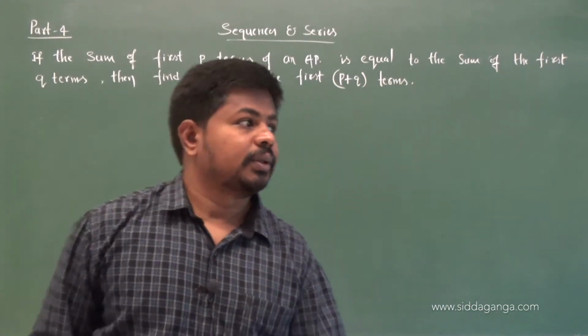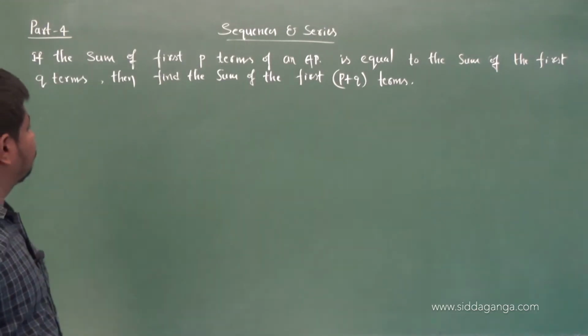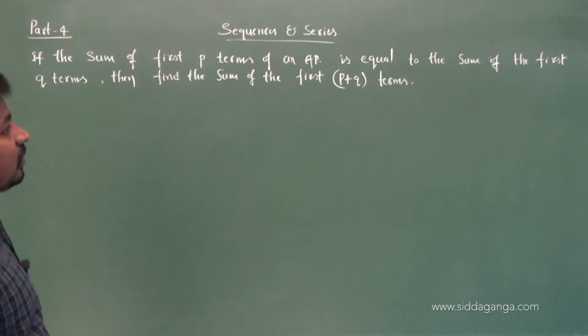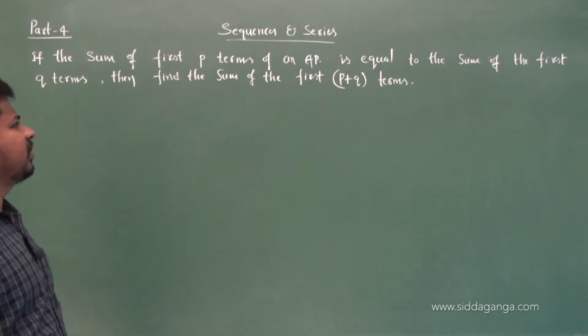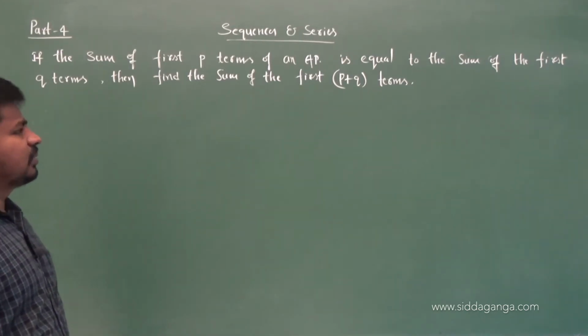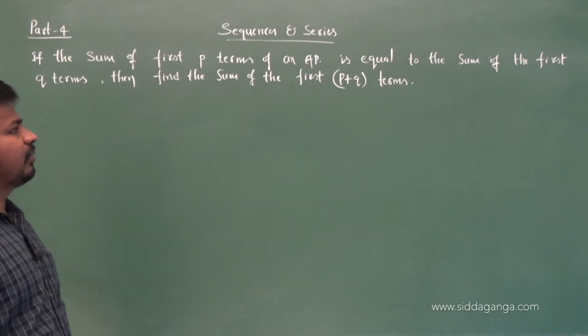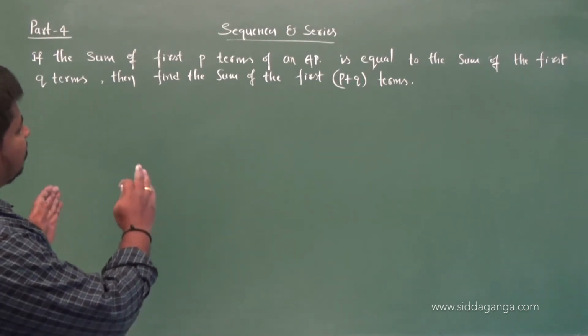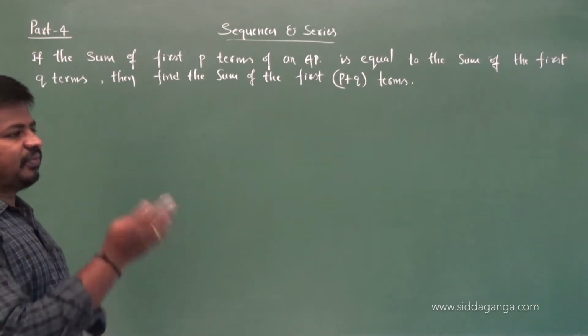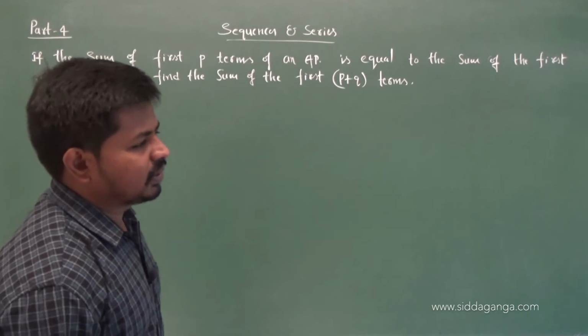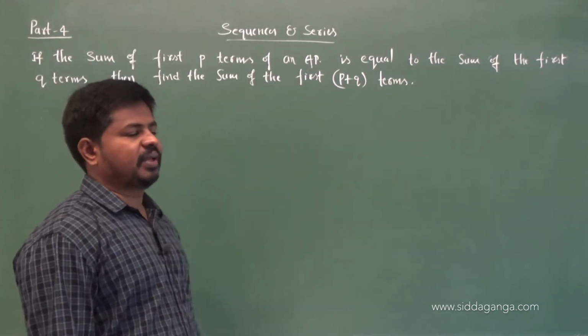Okay. Students, the question is the sum of first p terms of an AP is equal to, so p terms, whatever p, it may be 3, 4, 5, whatever, the sum of some number of terms, p may be 10, it may be 20, whatever. The sum of some p terms of an AP is equal to the sum of some q terms. So for example, the sum of first 10 terms of an AP may be equal to the sum of next 20 terms of the AP, like this.